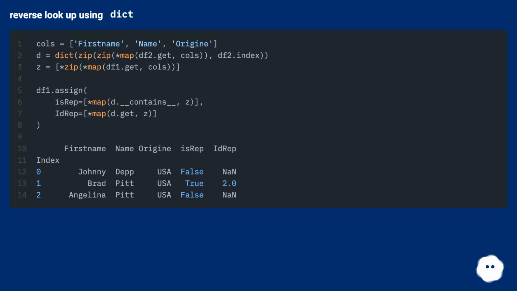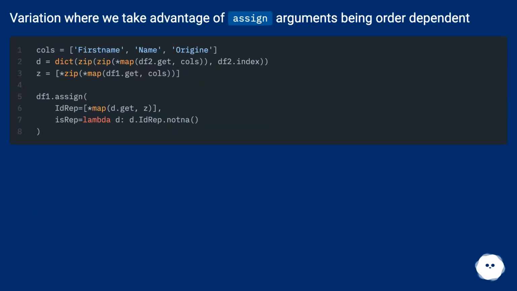Reverse lookup using dict. Variation, where we take advantage of assign arguments being order dependent.